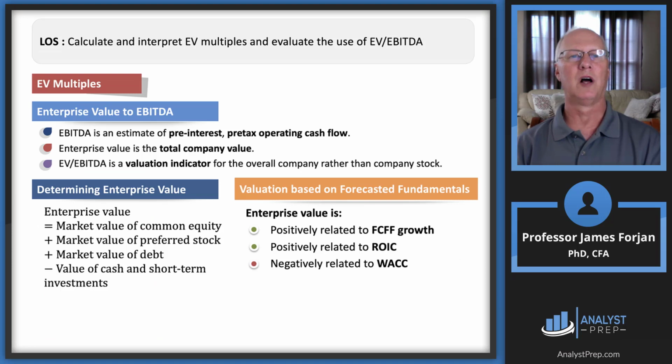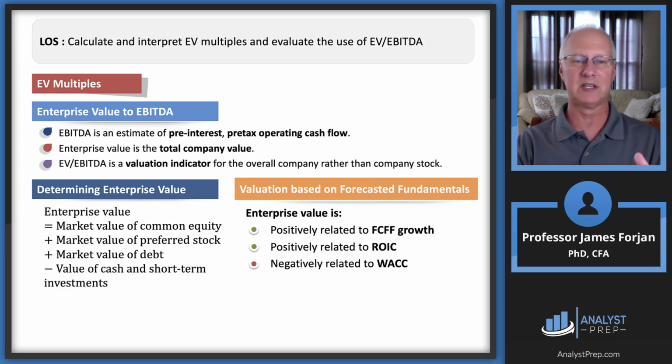All right, let's move on to enterprise value and these multiples here. It's an estimate of pre-interest, pre-tax operating cash flow, the total value of the company. And it's a value indication of the overall company rather than just the company stock, right? So there's our formula in the left-hand column that we probably should have memorized from Level 1. Enterprise value: we have market value of common equity, market value of preferred stock, market value of debt.